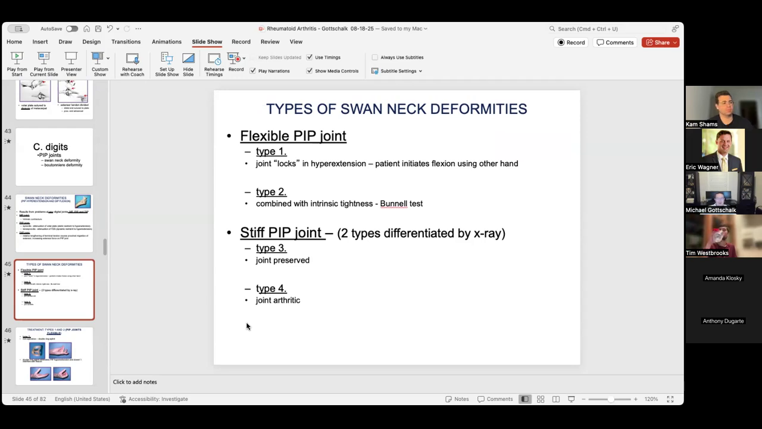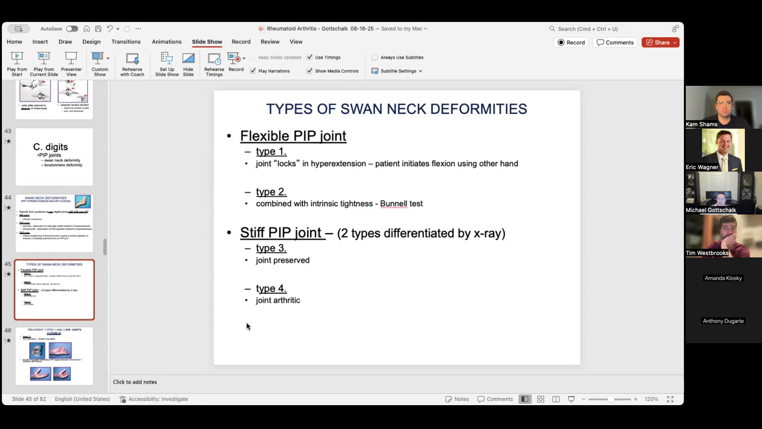So the type of swan neck matters. Part of the reason is because it matters whether or not your PIP joint is where it's occurring, but two, whether or not it's a tight joint or a flexible joint. So in patients with a type 1 flexible PIP joint, their joint locks in hyperextension and the patient has to initiate flexion using the other hand. Once you get past that, they can then flex. That's important because if you can give them a moment where they're not hyperextended or put them in a splint, they can actually function well and get their stuff done.